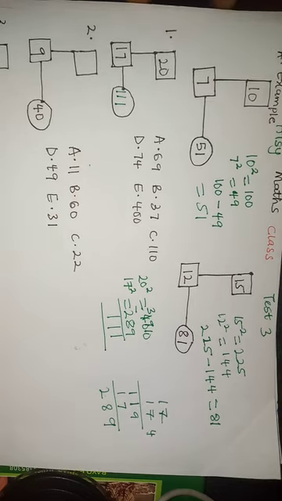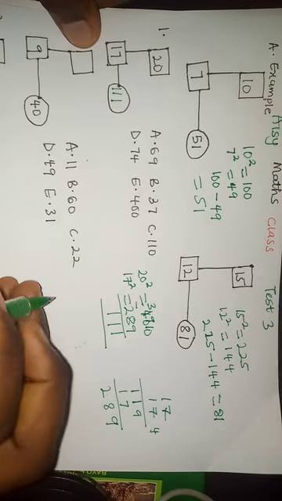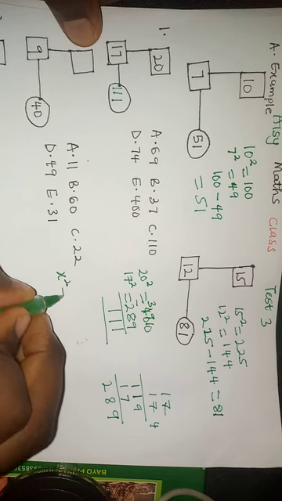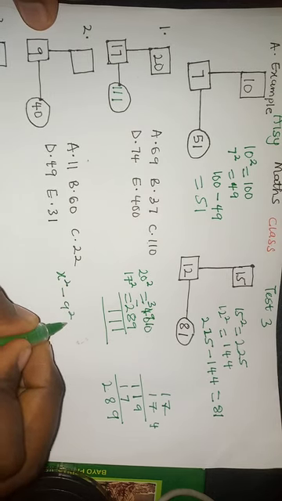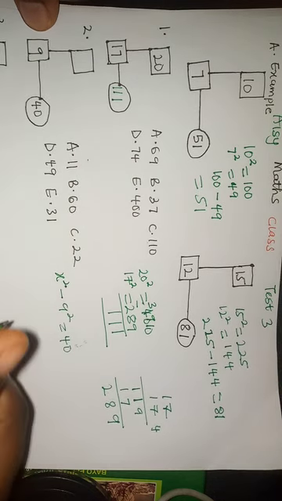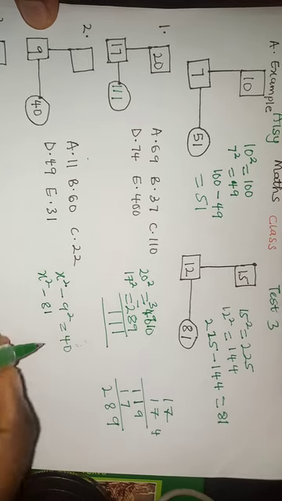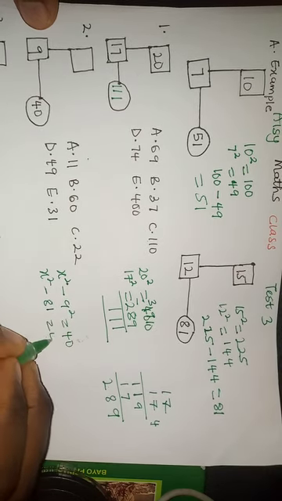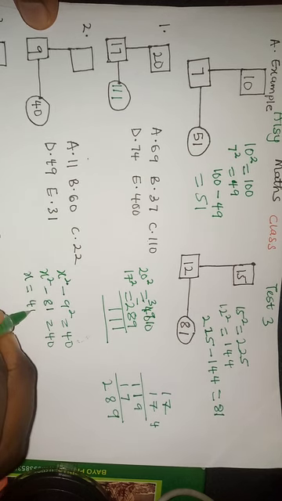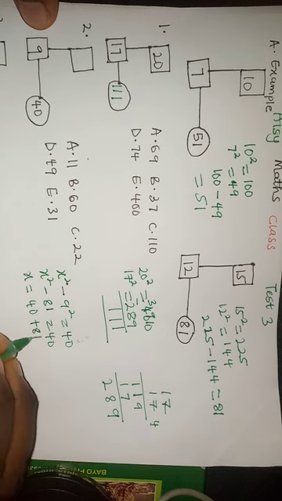Number two, so this place is empty. We put this empty space as x, so therefore the square of this subtracted from the square of 9 will give me 40. So we want to find out what this x is, which is x squared minus 81, because square of 9 is 81, equals 40. So we have to make x squared alone, which is 40 plus 81.